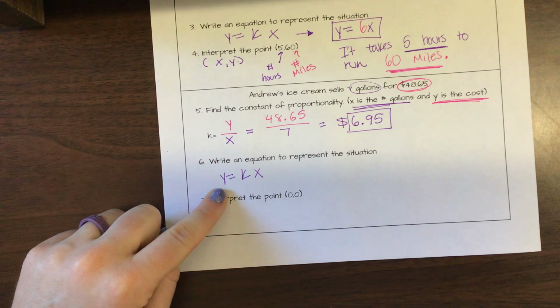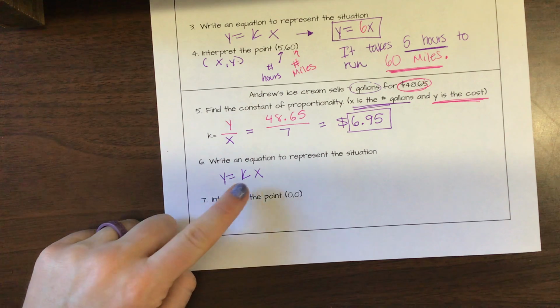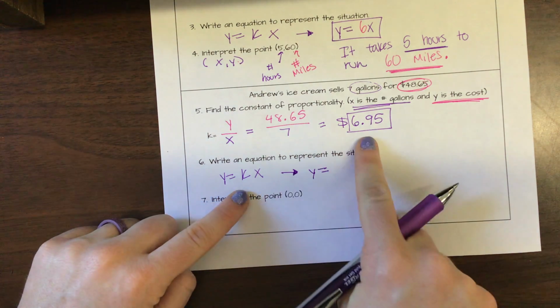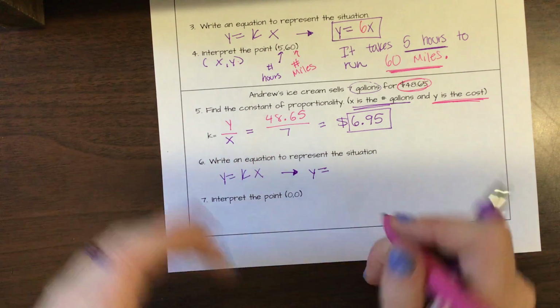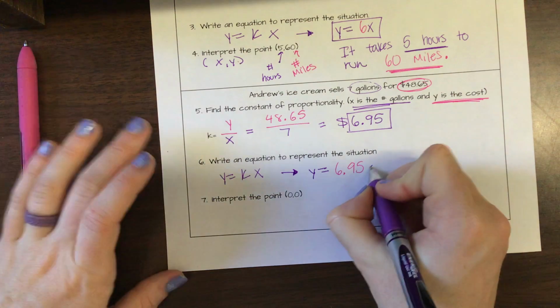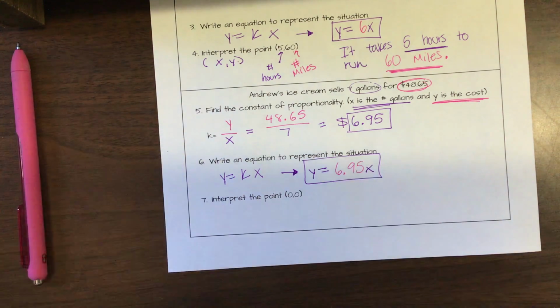To write an equation, we use the formula y equals kx. But instead of k, we found it to be 6.95. So y equals 6.95 times x.